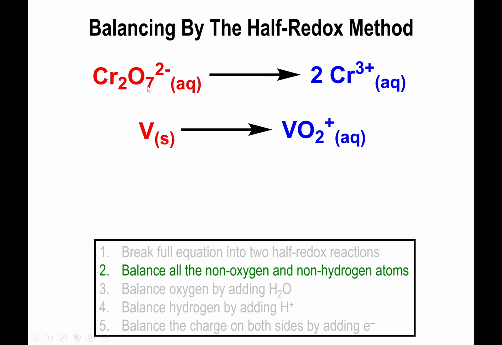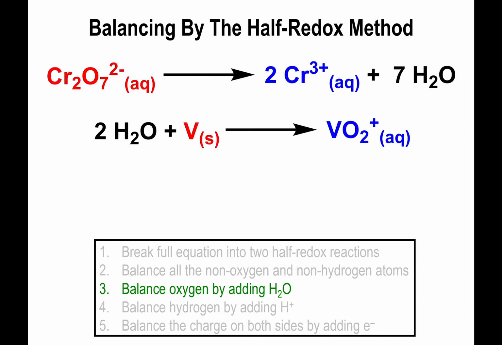We have 7 oxygens on the left side of the first equation, none on the right side, so we're going to add 7 waters to balance it. Here for the vanadium equation, we have 2 oxygens on the product side, none on the reactant side, so we're going to add 2 waters on the reactant side to balance it. And so we go straight for balancing the oxygen.